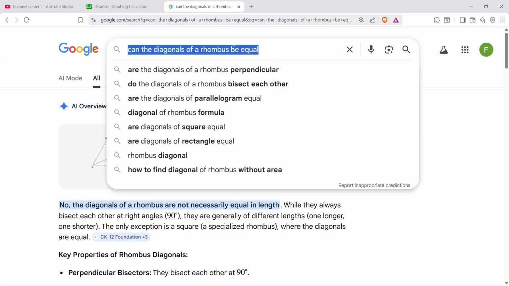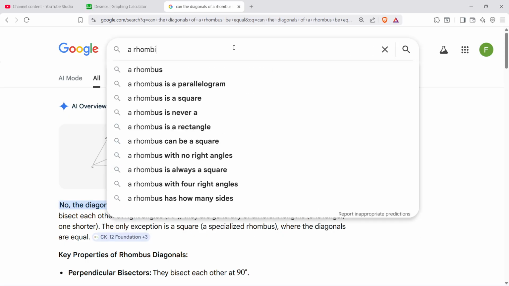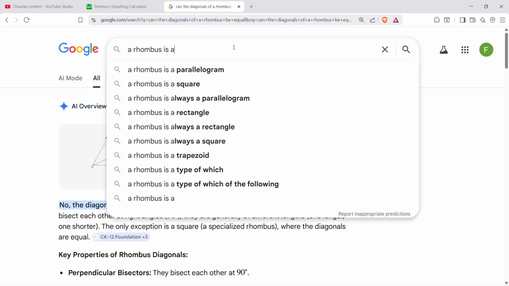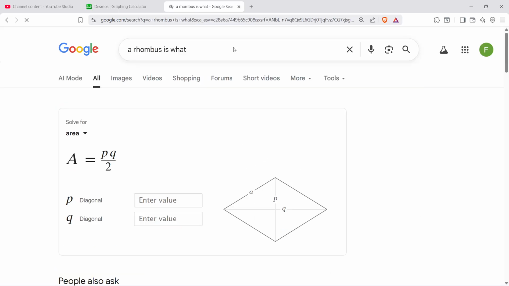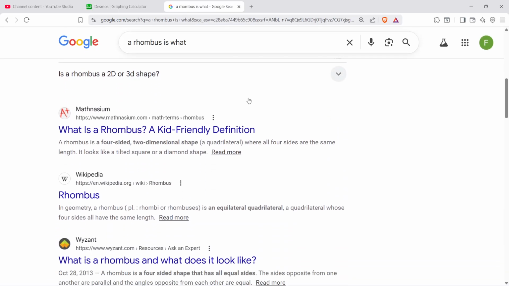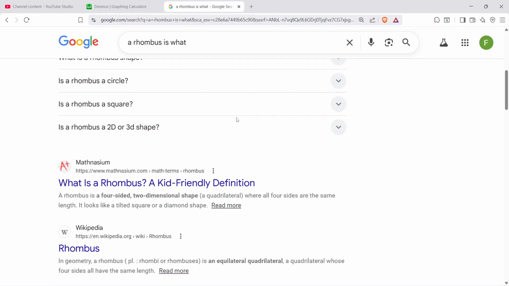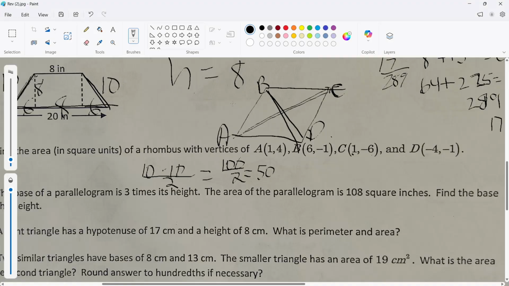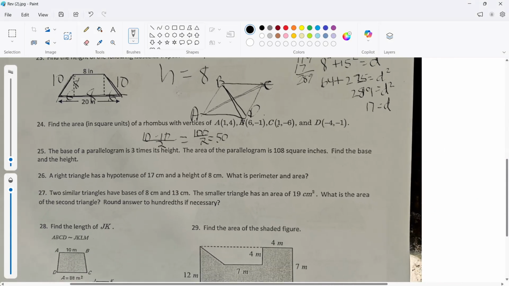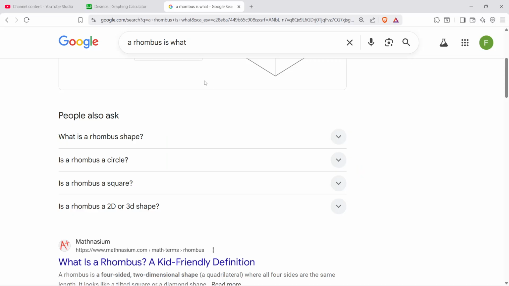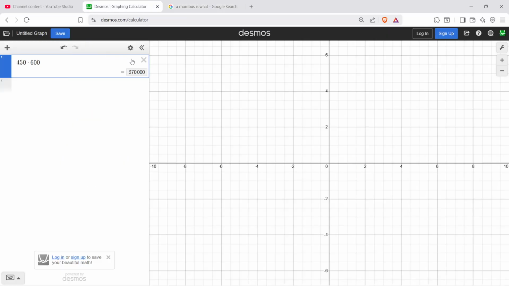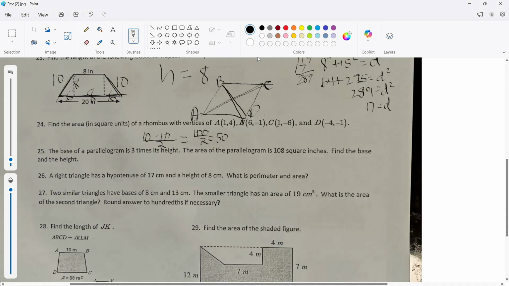Wait a minute, what is a rhombus? Hold on, I'm missing something. A rhombus is a four-sided figure where all four sides are the same length. And it says the diagonals cannot be the same. Oh, this is probably a square then. Let me check it out. It's probably a square.